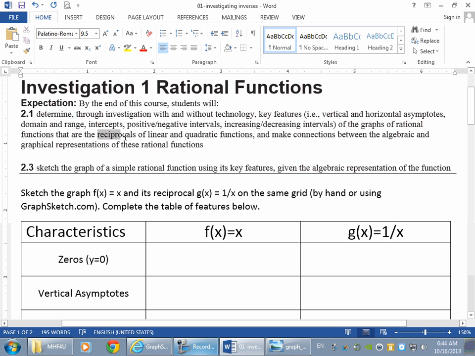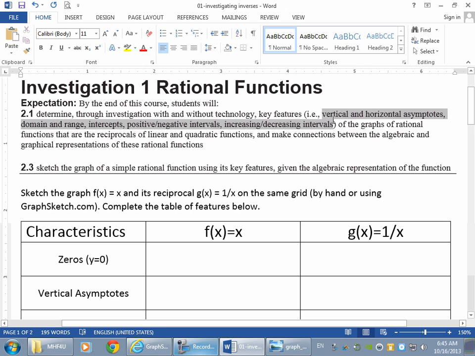So specifically, we're doing reciprocals of linear and quadratic functions. And reciprocal, in case you aren't sure, just means 1 over. So the very first graph here is going to be graph f(x), or y equals x, and the reciprocal, which is just y equals 1 over x, or g(x) equals 1 over x. The reason we use f(x) and g(x), of course, is just to keep it straight so that I'm not saying y in both cases. It's just a little bit nicer to know that you can decipher between them.